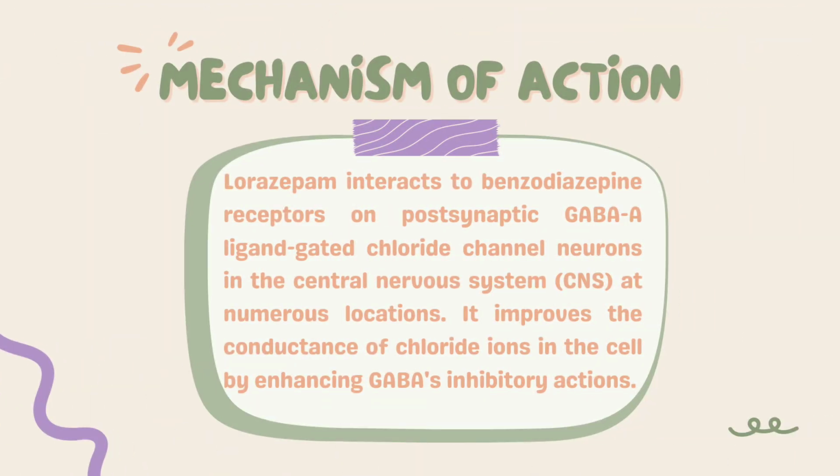What is the mechanism of action of lorazepam? Lorazepam interacts with benzodiazepine receptors on postsynaptic gamma-aminobutyric acid type A ligand-gated chloride channel neurons in the central nervous system at numerous locations. It improves the conductance of chloride ions in the cell by enhancing GABA's inhibitory actions.